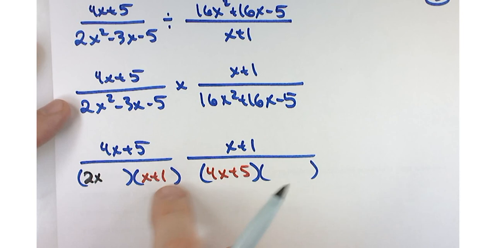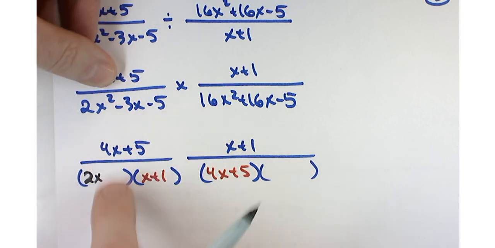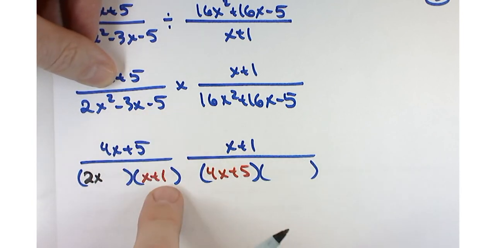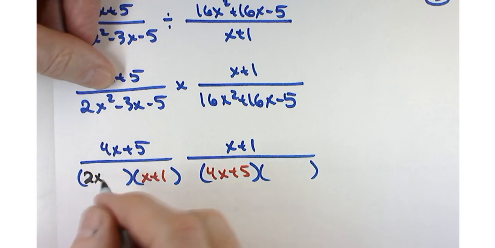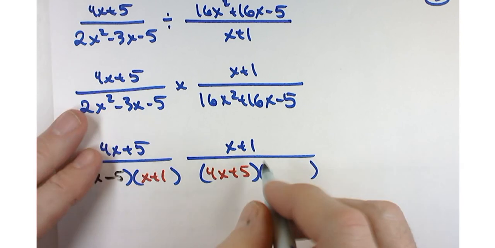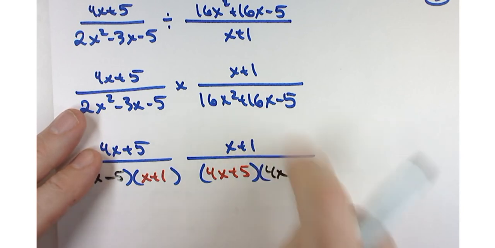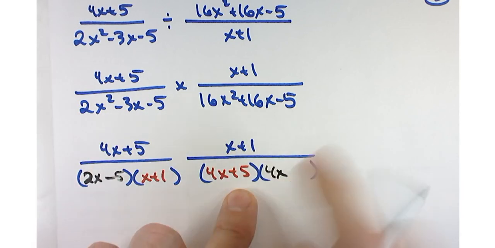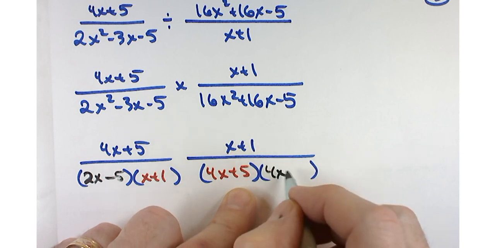And then let's see. The last terms are going to give me a minus 5. So if this is a 1, what does that term have to be? Negative 5. Nice. Let's do that same operation over here. So if I got a 4x here, what has to be the first term there? 4x, good. And then the last term has to end up multiplying to negative 5, so what does this have to be?